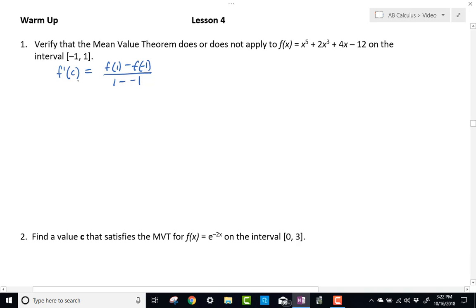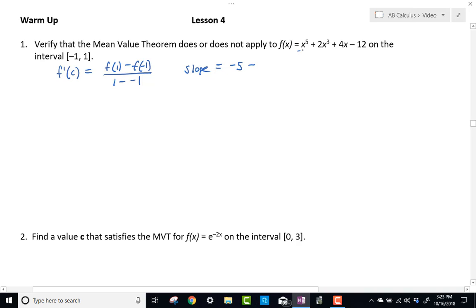So the first thing we need is the derivative of f, and then we're also going to need the slope of f. So we're going to need f of 1 and f of -1. I'm going to start with the slope. If we do f of 1 here, plugging in 1 is pretty easy because we get 1 plus 2 is 3 plus 4 is 7, and 7 minus 12 is -5, minus f of -1. So we've got to be a little more careful.